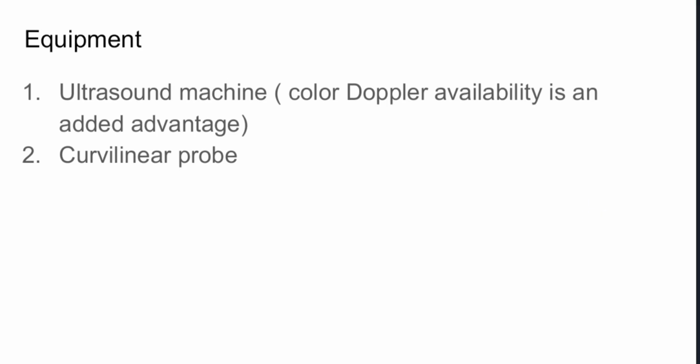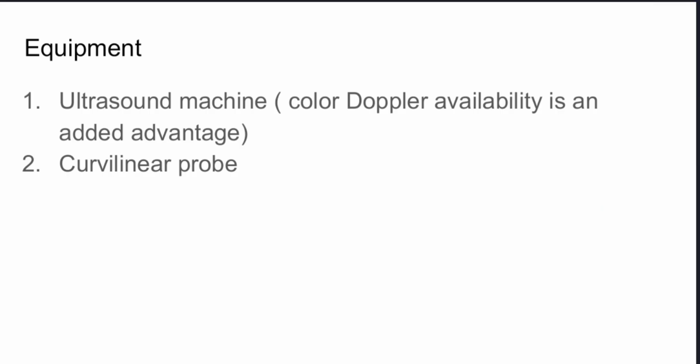Next, we need a curvilinear probe, right? The same curvilinear probe you use to do your routine obstetric scanning is the preferred probe for this exercise. However, other probes can be used. Your volume probe can be used. Your linear probe can be used depending on the gestational age and adequacy of the abdomen. But the ideal probe is the curvilinear probe.